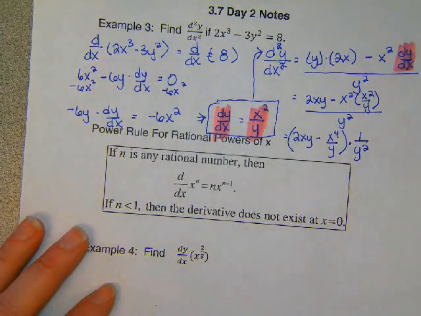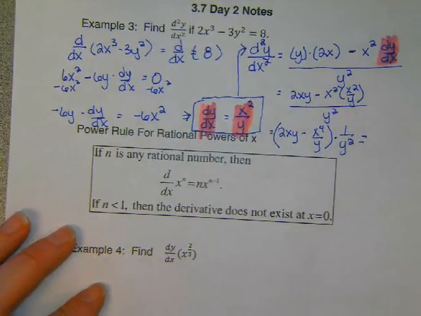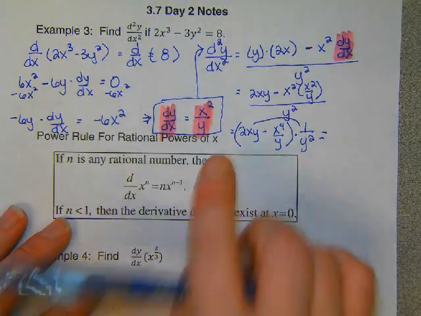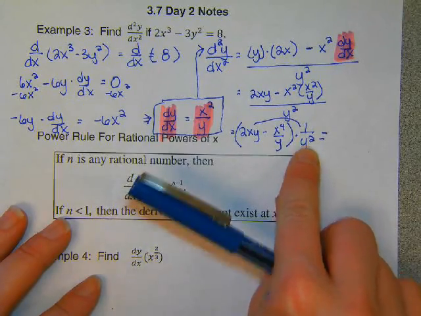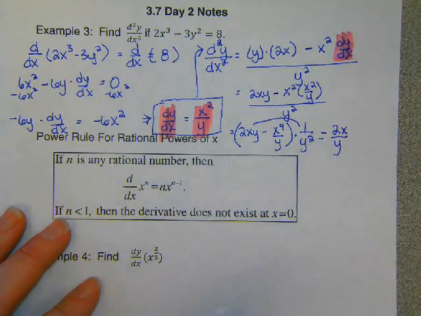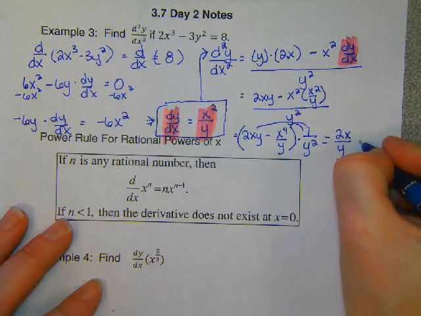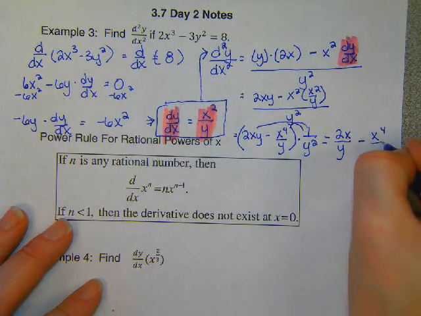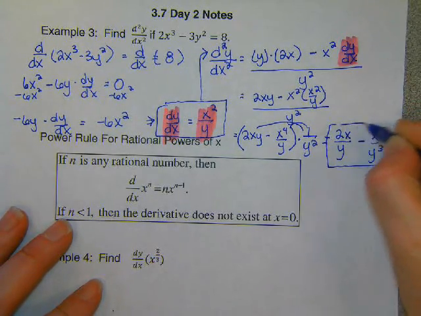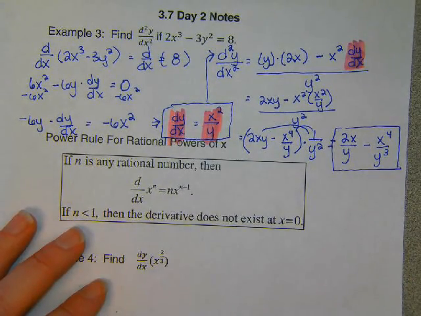So when I distribute that 1 over y squared, what happens then is that I have a y on top and bottom that will cancel. So I'll be left with then 2x over y when I multiply those together. And when I multiply these two terms together, I'm going to have minus x to the 4th over y cubed. And this would be my equation for d squared y dx squared, the double derivative.